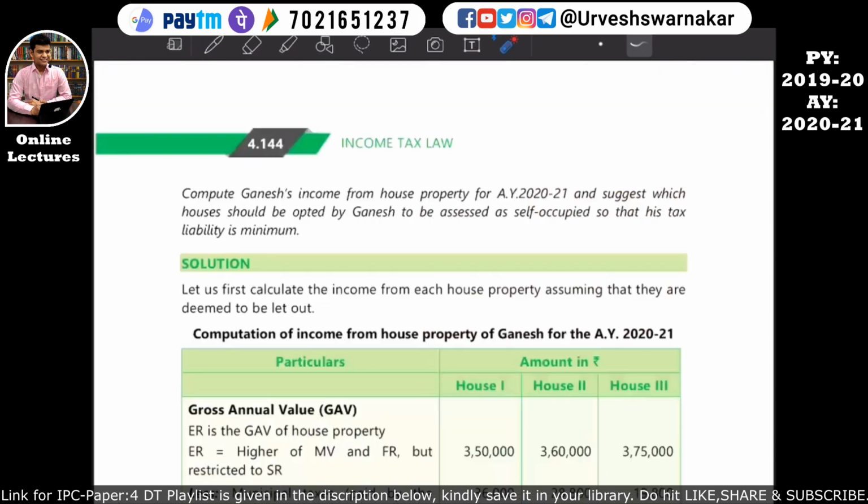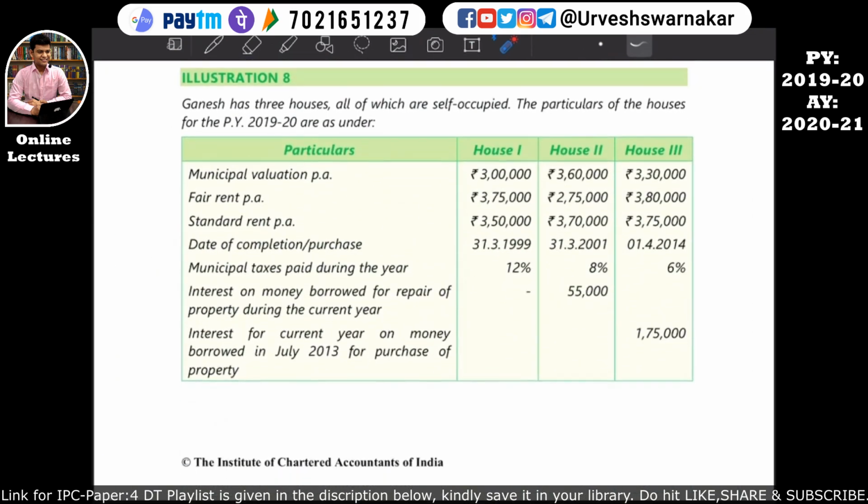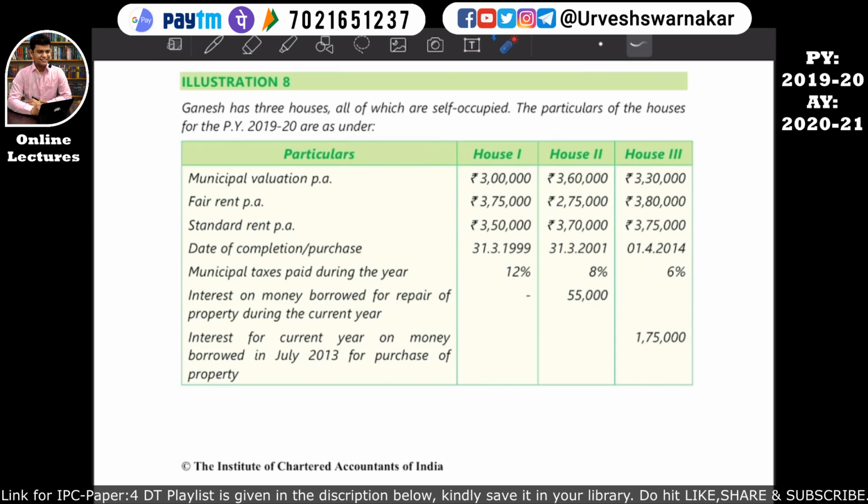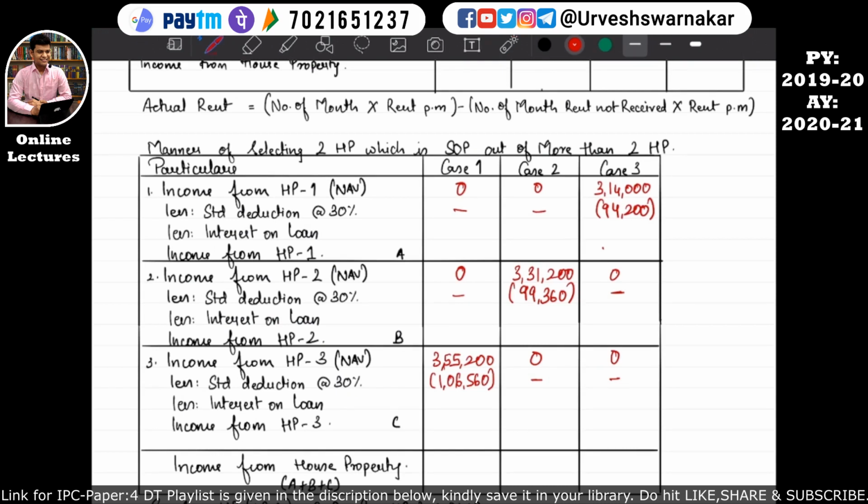So now let's move back to our question and see what details are given. In case of house property 1, no loan has been taken. So there are no interest payments. So we will simply feed the detail of that in our solution. We will put a 0 over here since interest on loan is not there in case of house property 1.